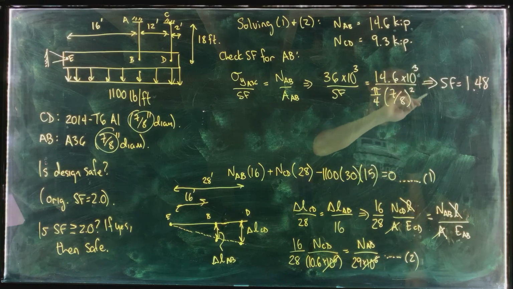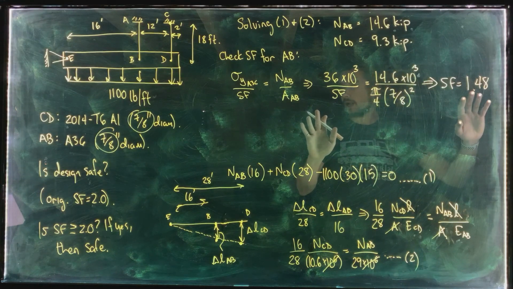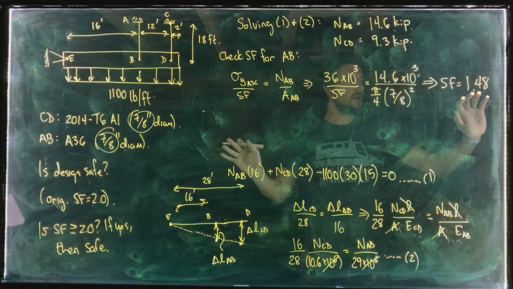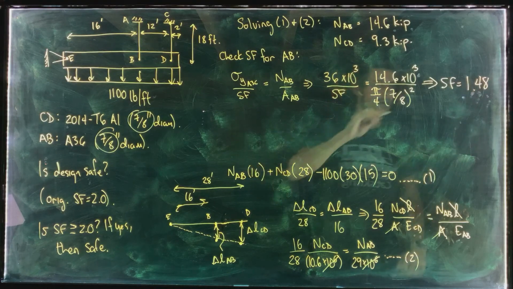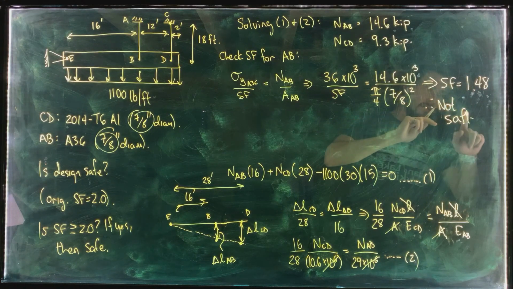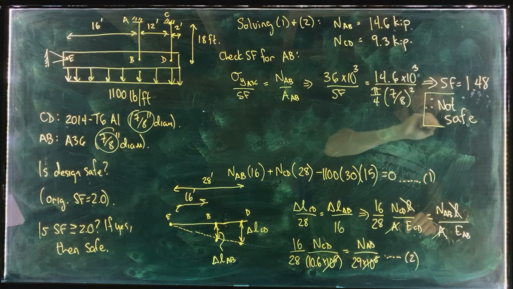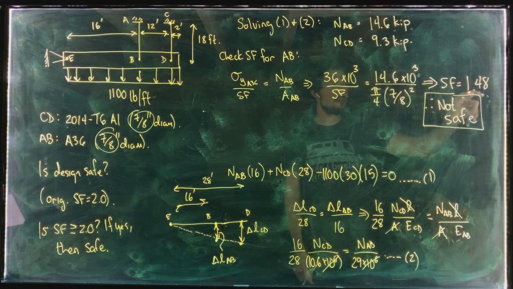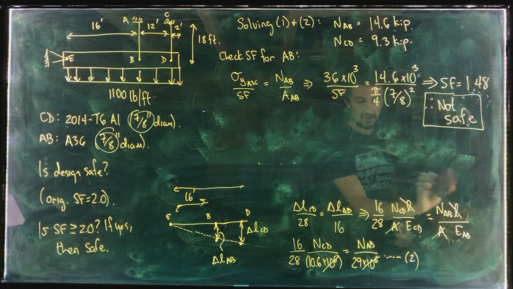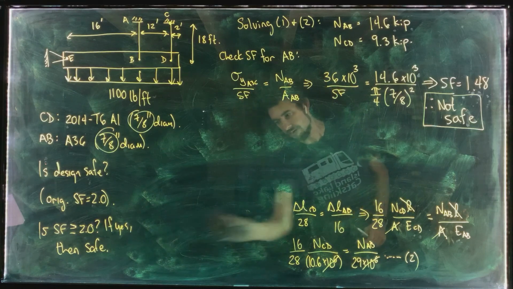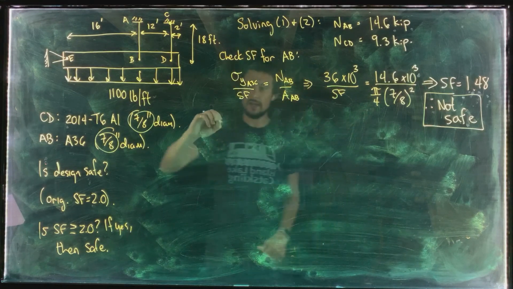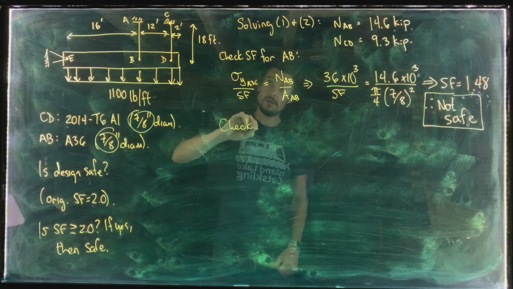At this point, because this has come out below 2.0, we don't have to go any further with the problem. We can just say that because this is below 2, it is therefore not safe. And that answers the problem. Now we could, of course, check just for interest what the safety factor of the aluminum cable comes out to be. And if you were doing that, you could write the following.